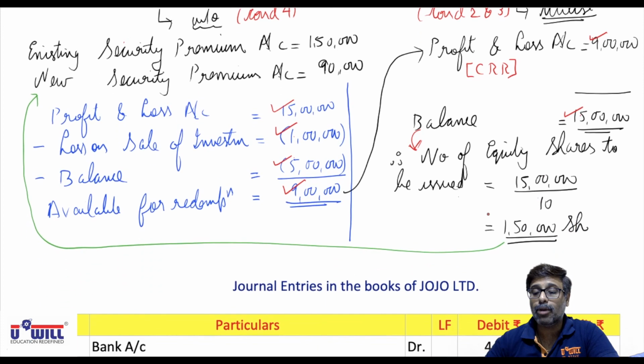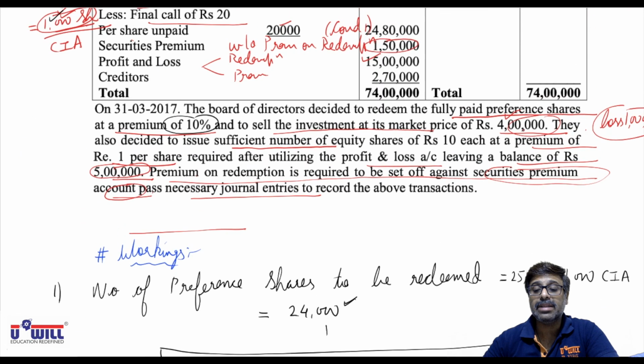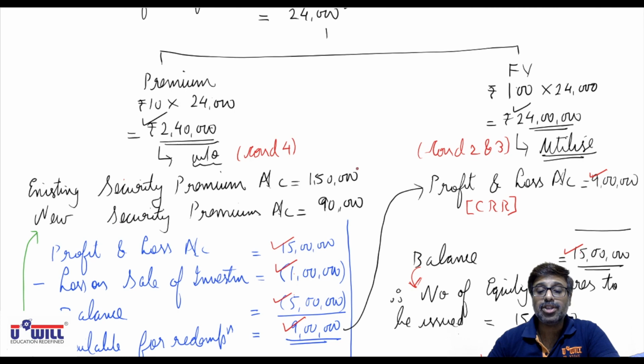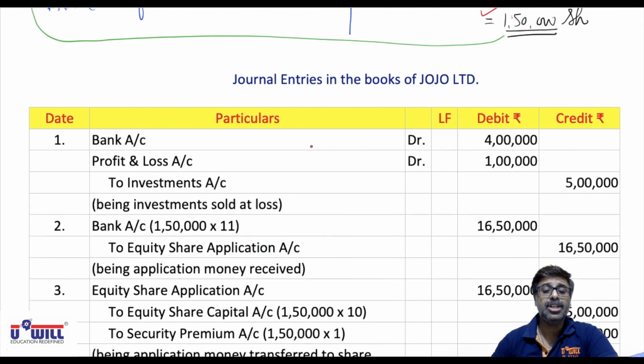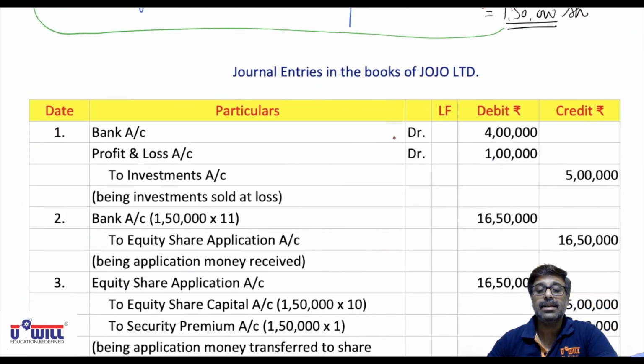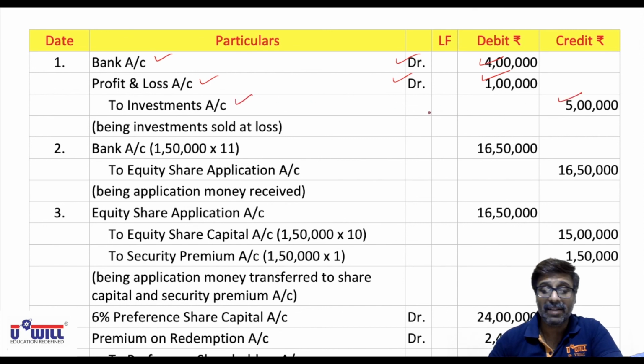15 lakhs divided by 10, how many equity shares will have to be issued? 1,50,000. 1,50,000 into 1 rupee premium means we'll receive 1,50,000 of premium. That will be sufficient to write off the balance amount of 90,000. Check your entries now. 5 lakhs of investment sold for 4 lakhs. So bank account debit with 4 lakhs. Profit and loss account debit with loss of 1 lakh. To investments account with total of 5 lakhs.